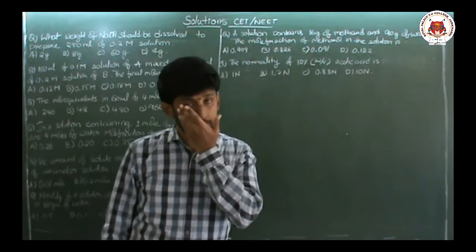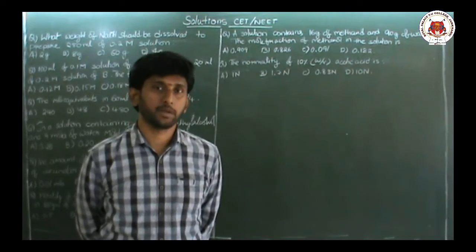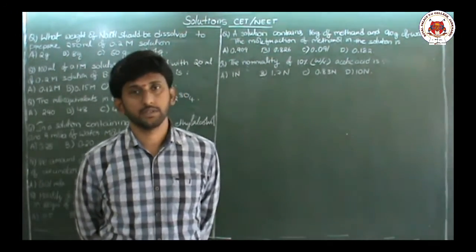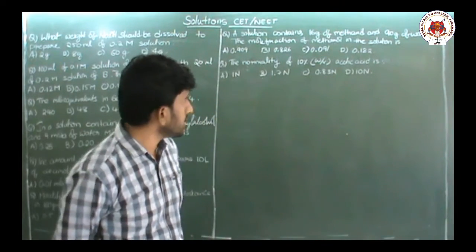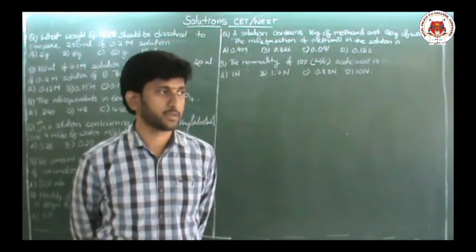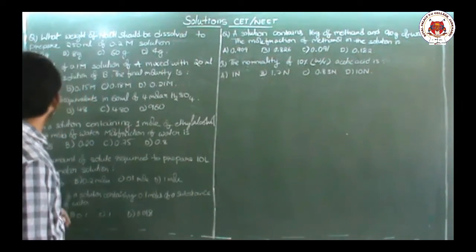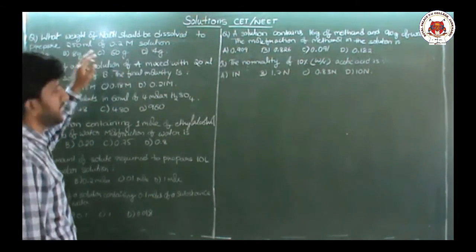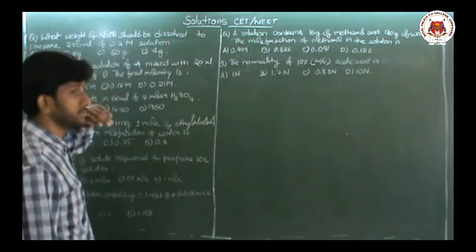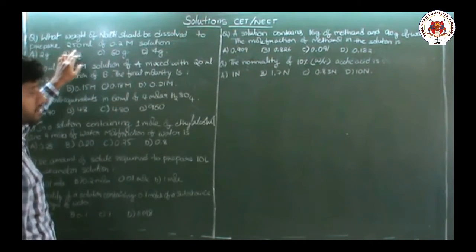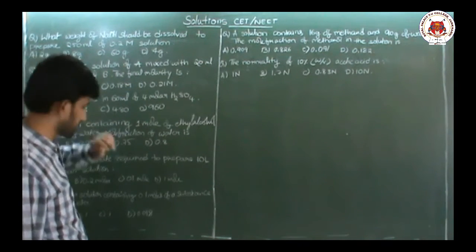In the last session, I was discussing the synopsis, the different formulas of the solutions chapter. Now let's get into the numerical part, that is a problem-solving session. First question in this is, what weight of NaOH should be dissolved to prepare 250 ml of 0.2 molar solution?